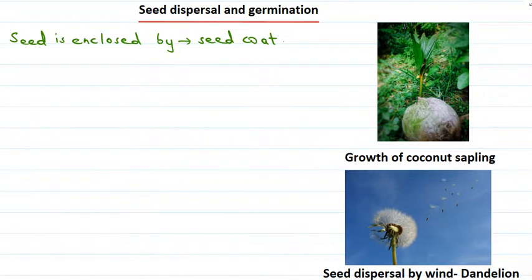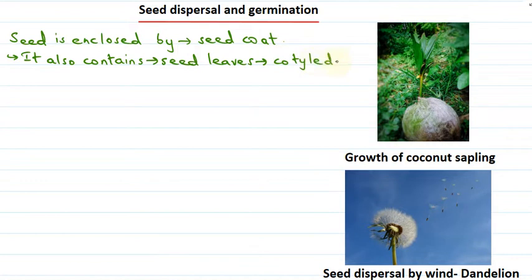Seeds also contain, what do they contain? They have seed leaves, and these are known as cotyledons. So cotyledons are seed leaves, and these cotyledons have stored food in them.